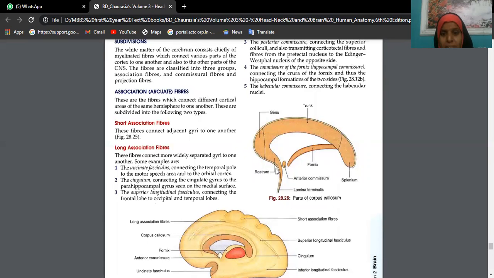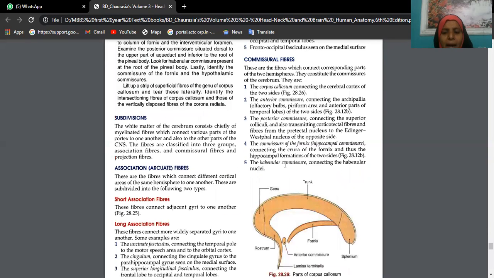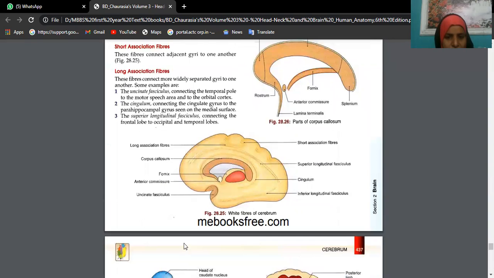These are the parts of the corpus callosum: rostrum, genu, then body, our trunk, and then splenium. If you remember the position, this is our corpus callosum. This end, wherever it is folding downwards, is the anterior end. This is rostrum, genu, body, and then splenium, right?